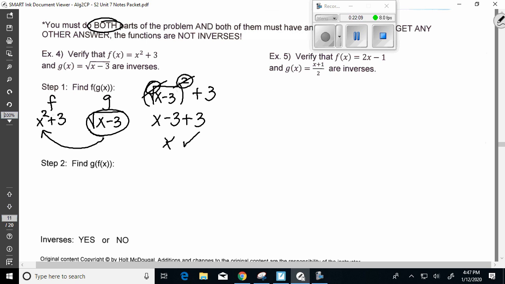If step 1 failed, then we wouldn't have to do step 2. But since step 1 didn't fail, we're doing step number 2.